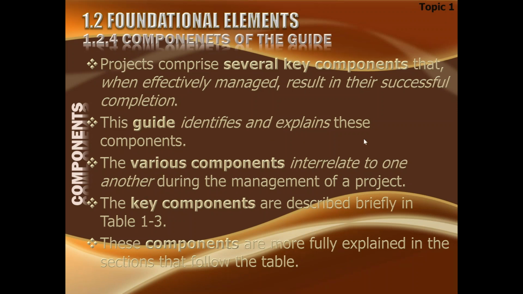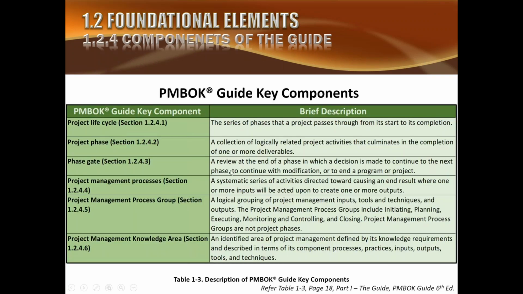Although we already understand what the components of this guide are, generally speaking, projects comprise several key components that, when effectively managed, result in their successful completion. This guide of project management body of knowledge identifies and explains these components. The various components interrelate to one another during the management of a project, and these key components are shown in the table next, and are fully explained in the sections in the table. Let us look at the table.